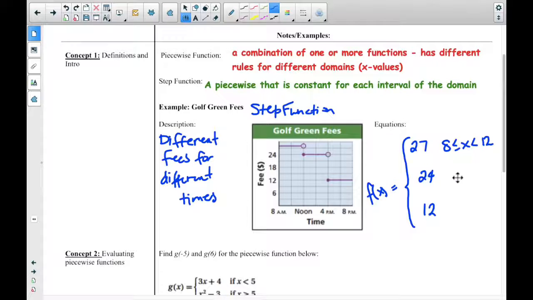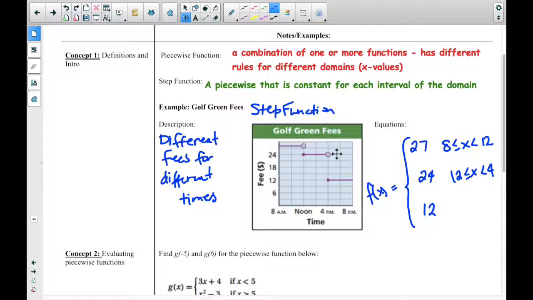But if the time is between noon and 4, then it is $24. Now, let me just talk a little bit about that. It doesn't seem to make sense because it's counting up to noon, and then the way we do time is then we start off at 1 again. So numerically, 12 is less than or equal to x is less than 4. It doesn't make a whole lot of sense, but if we did military time, it would. But let's not even get into that, and let's just leave it as 4.